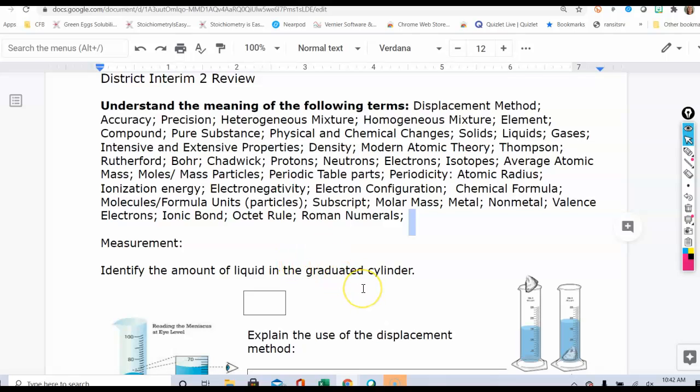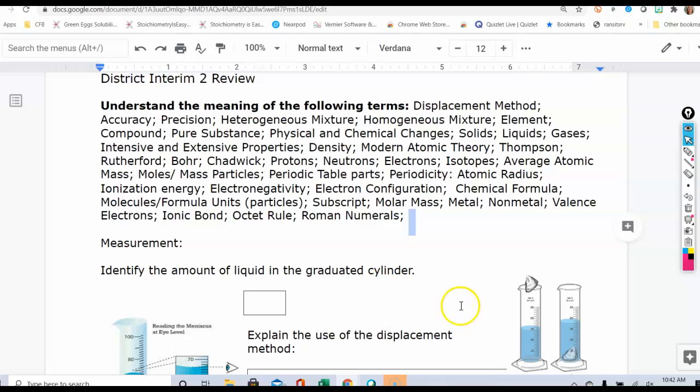Okay, so hi everybody. Welcome to our District Interim 2 review, going over all of these answers. Hopefully you have tried this yourself first before you have come straight to the review to get all the answers.